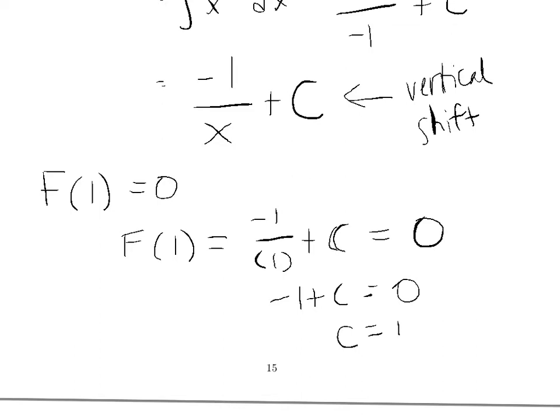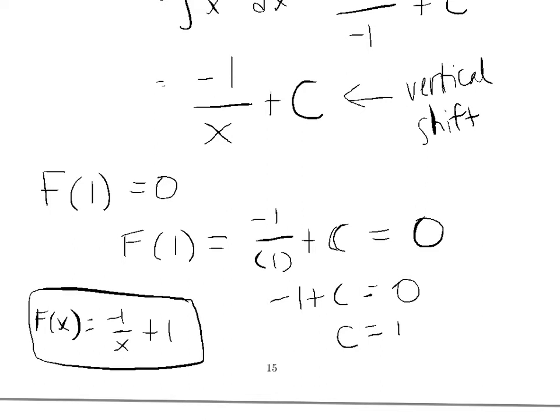Okay, we're still not quite finished because we haven't given our final answer, but I'll write it over here in the bottom left. F of x equals negative 1 over x plus 1. That's our final answer, okay? That is a particular solution.